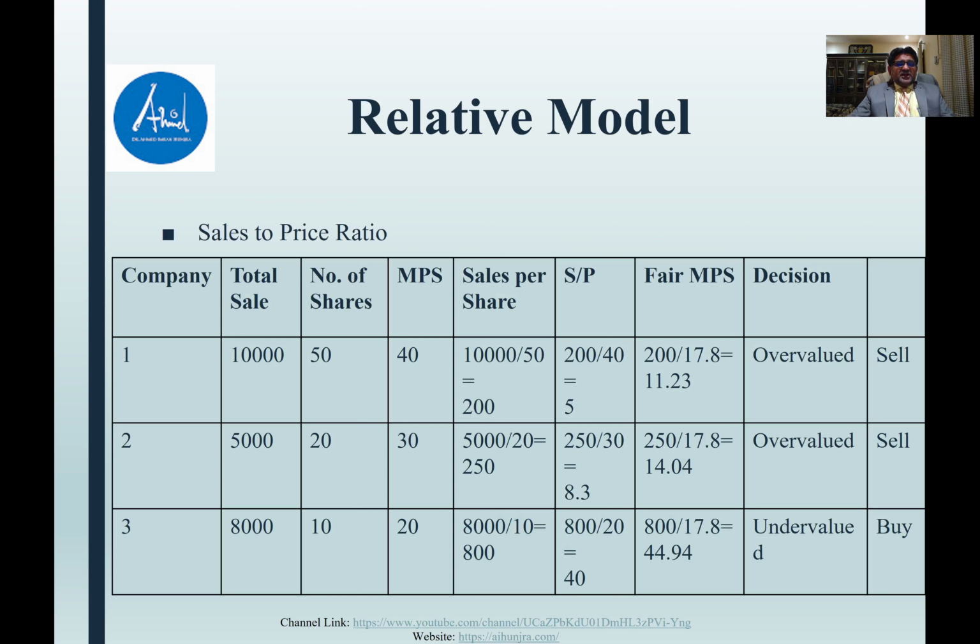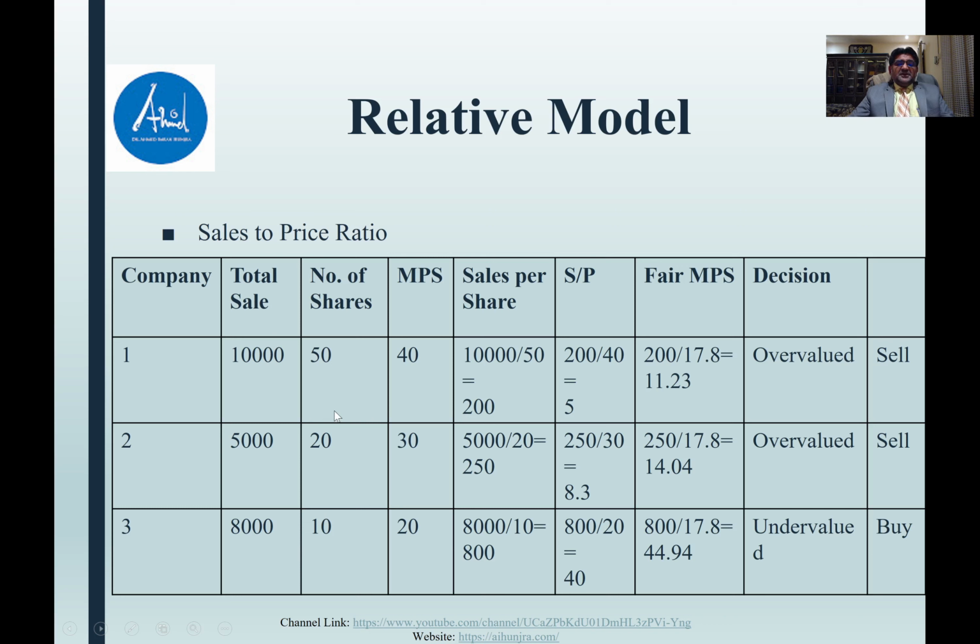And if we talk about the sales to price ratio, here, well, same example, suppose we have three companies, three firms in the industry. The total sales of the year are 100, 10,000, 5,000, 8,000. It's an example, data is assumed, not real data. Number of shares of company 1 outstanding in the market are 50. Company 2 has 20 shares, company 3 has 10 shares. This is an example, not the actual data.